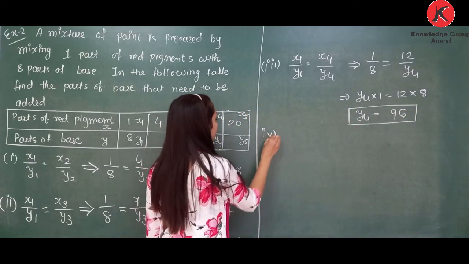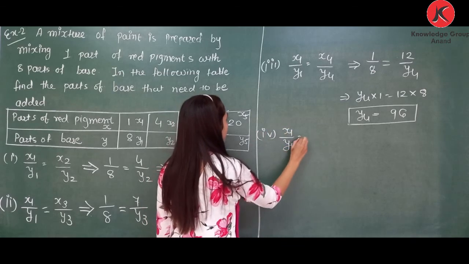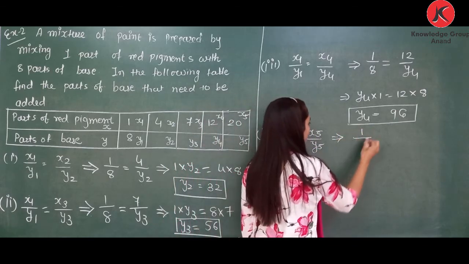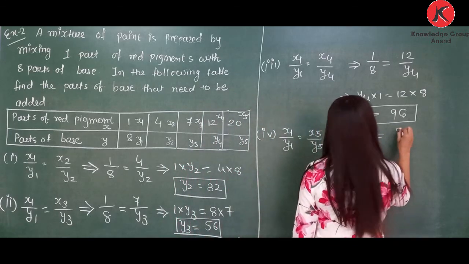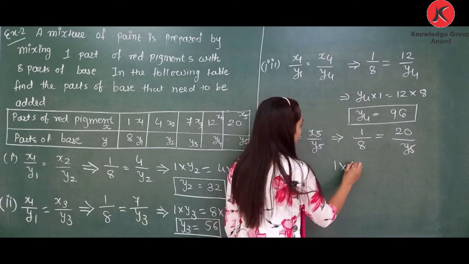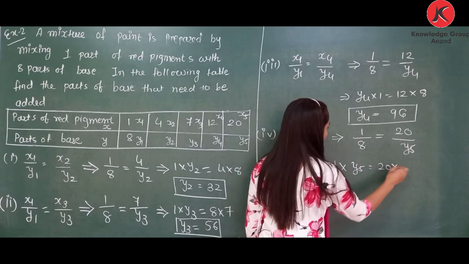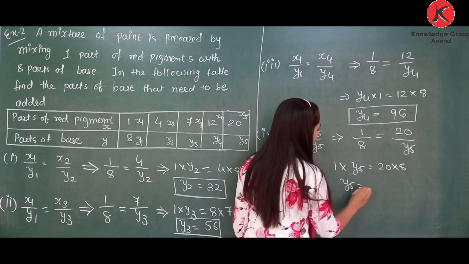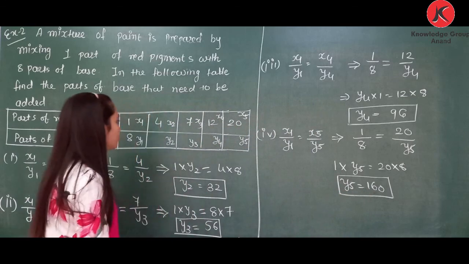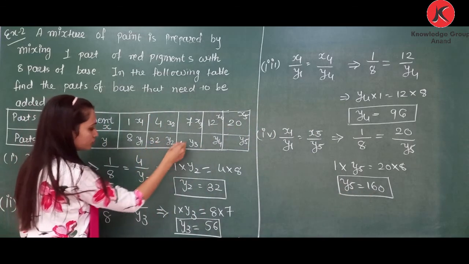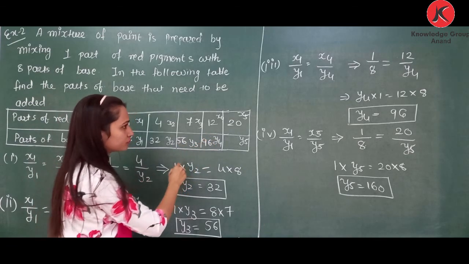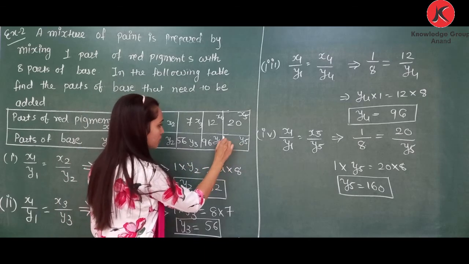Now for fourth one, x1 divided by 1 is equal to x5 divided by 5. So when x1 is 1, y1 is 8. When x5 is 20, what is y5? Cross multiply. y5 is equal to 160. Now we can write values in the table. So this one is 32, this is 56, this is 96, and this one is 160.